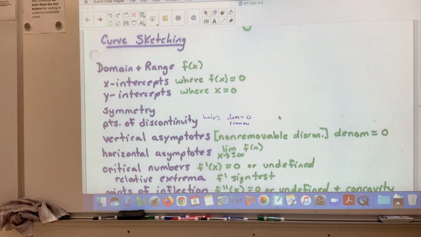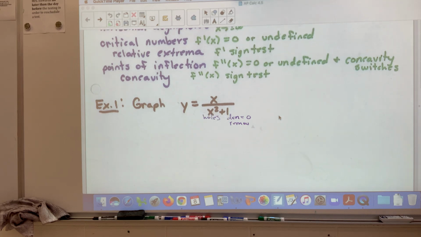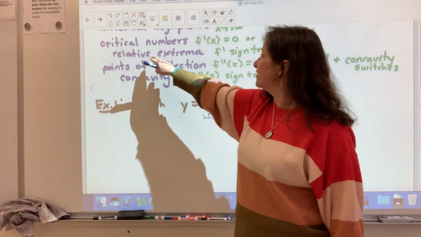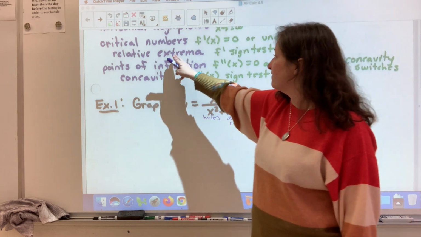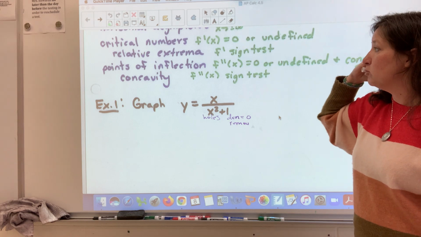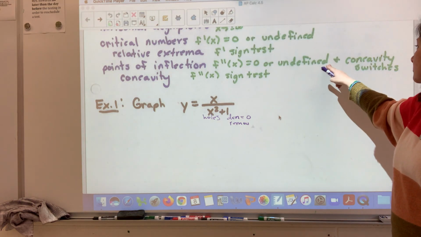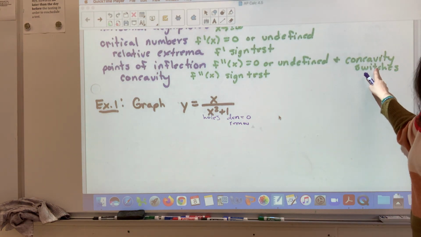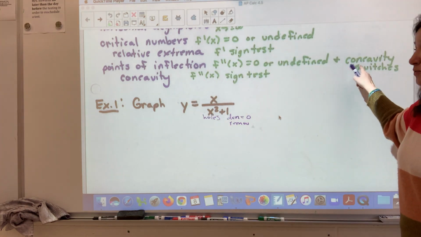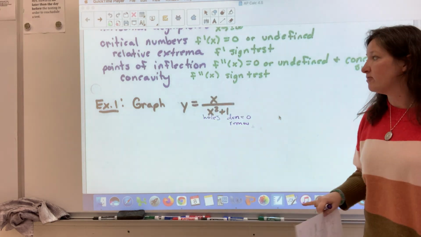Then we're going to look for critical numbers. That's going to be where the first derivative equals 0 or is undefined. And once we have our critical numbers, we can then do the first derivative sign test to figure out where it's increasing and decreasing so we can find our relative maxes and relative mins. And then finally, we're going to look for potential points of inflection by finding where the second derivative equals 0 or is undefined and checking concavity switches. If the concavity switches, you have a point of inflection. If the concavity does not switch, then you do not have a point of inflection. And you'll do your second derivative sign test to figure out that concavity.